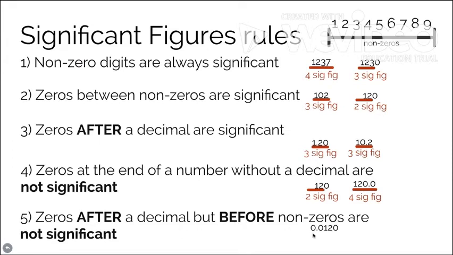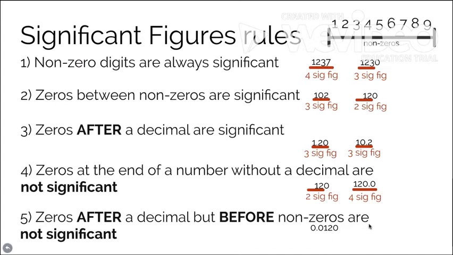So if we take the number 0.0120, well, if we follow rule number 4 that came before, we would have this decimal here, so we would count the 0 that came before and the 0 that comes after. But actually, because these zeros come before the non-zero digits, we ignore them altogether and we just start our focus on the 1 and the 2.